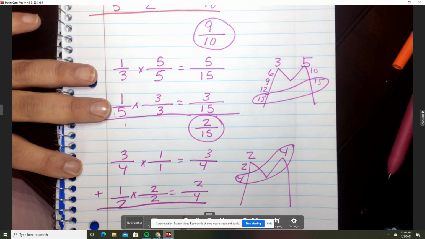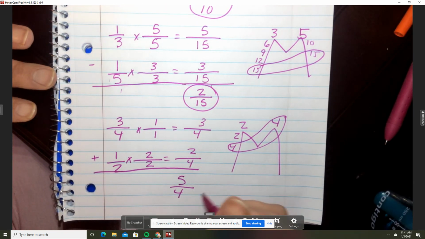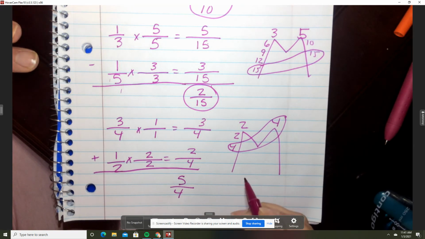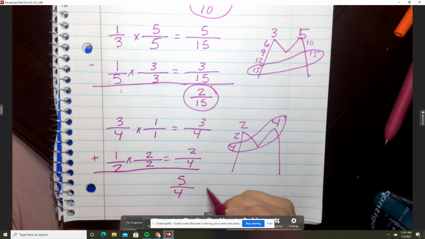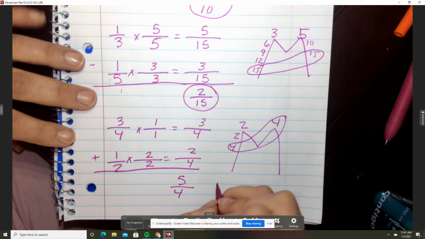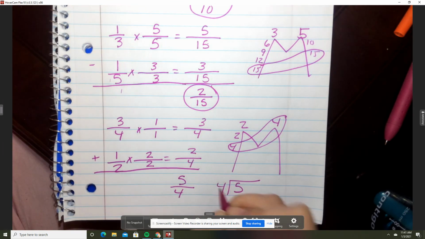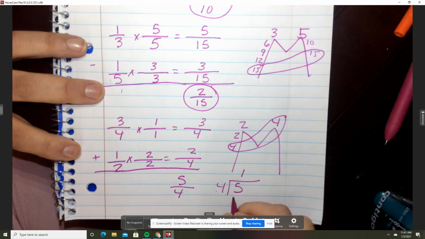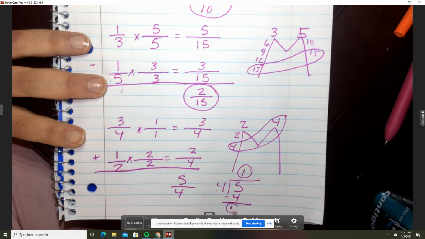3 plus 2 is 5/4. Oops. You cannot leave that. What do we have to do here? You have to turn this into a mixed number. To do that, you're going to divide 4 into 5. You push that 5 over and it gets in the box. 4 will go into 5 one time. 1 times 4 is 4, and you have 1 left over.